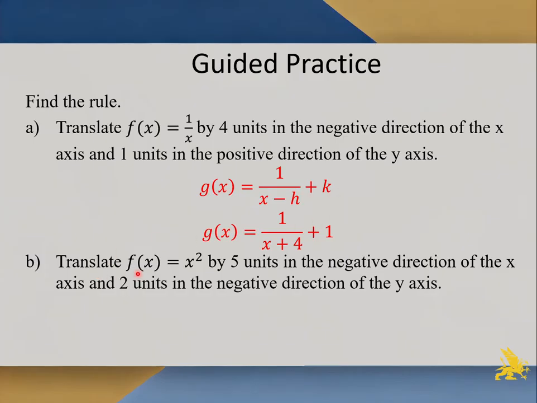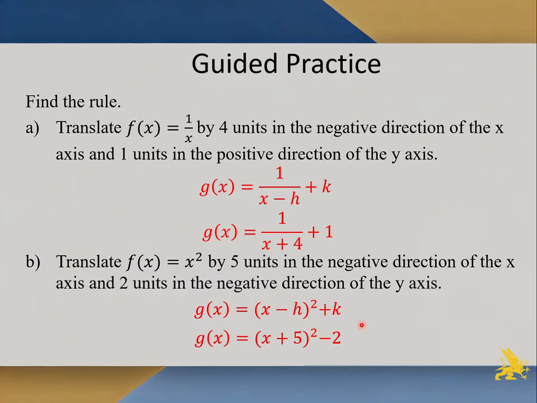So translate f of x is equal to x squared by 5 units in the negative direction of the x-axis and 2 units in the negative direction of the y-axis. So first I'm going to look at my basic form, which is having an h and having a k. It's going 5 units in the negative direction, so h must be -5, and 2 units in the negative direction of the y, so k will be -2.